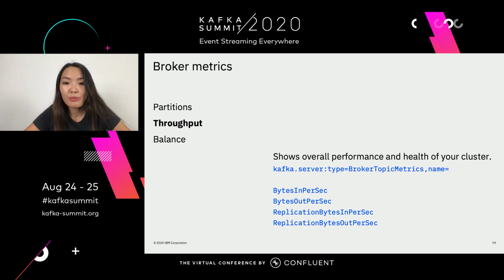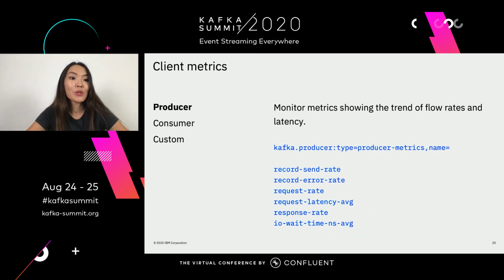Also, replication throughput is very important to monitor. And if your application is slow or stuck, you will be able to spot that kind of problem from it. Right, so those were the broker metrics.